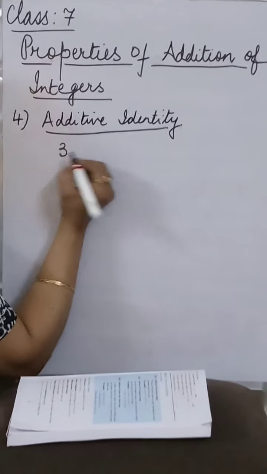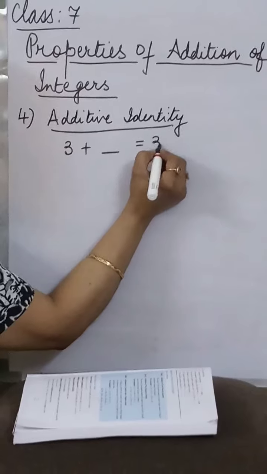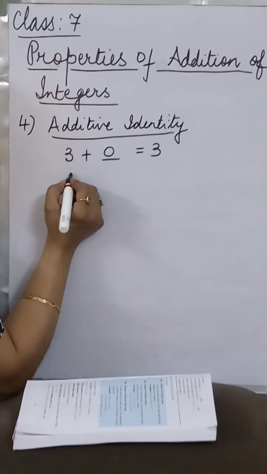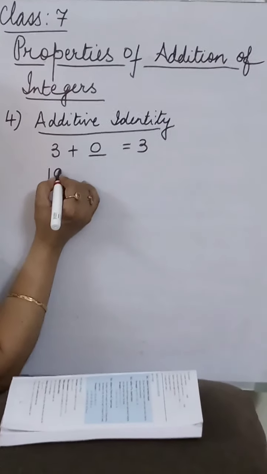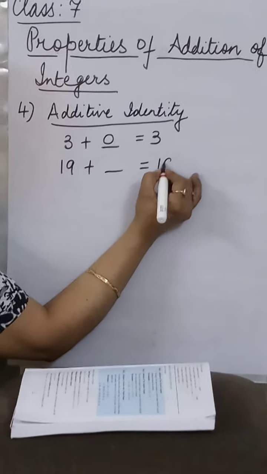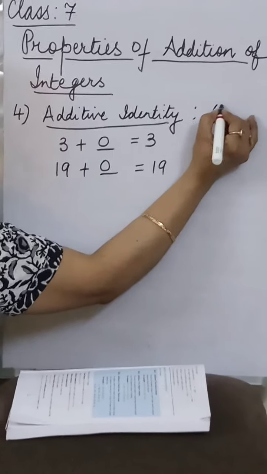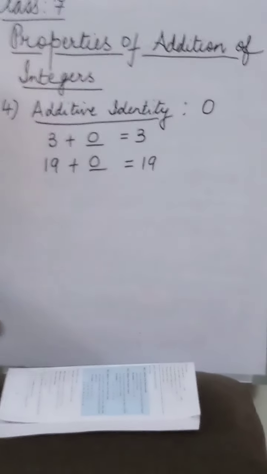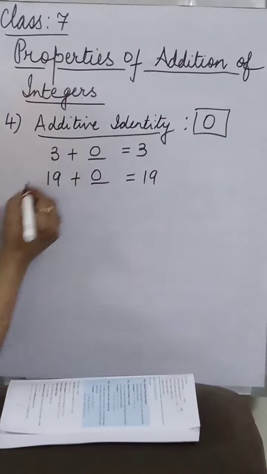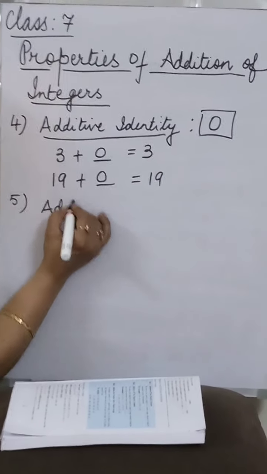Suppose I am taking 3. What should be added to 3 so that it becomes 3 only? It remains as it is, 3 only. What is that number? 0. We have another number, 19. What should be added to 19 so that it remains 19 only? That is 0. So 0 is the additive identity, or we also say additive identity element. Then the next property coming is additive inverse.